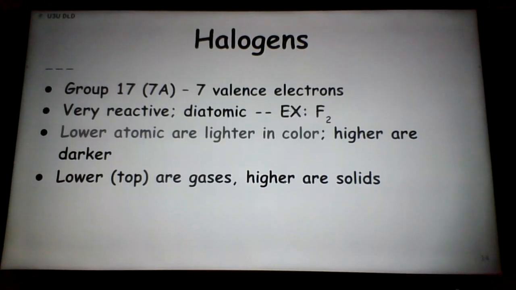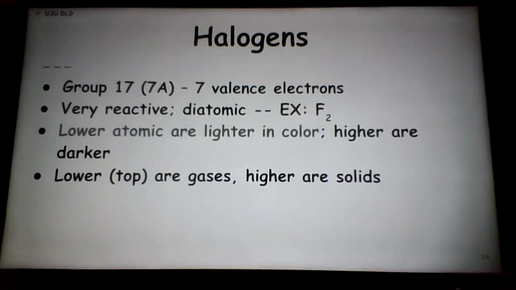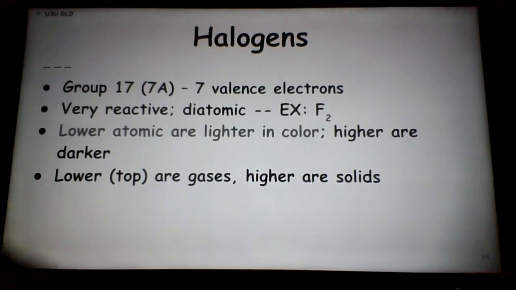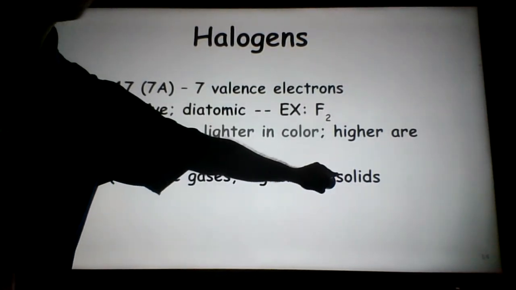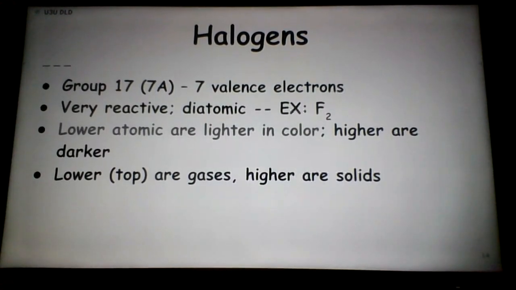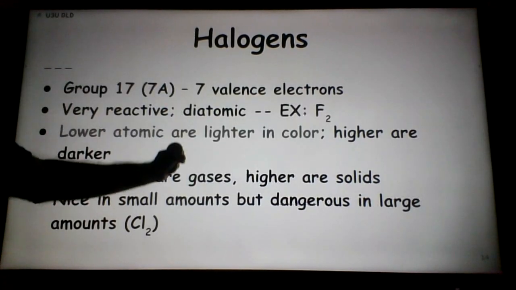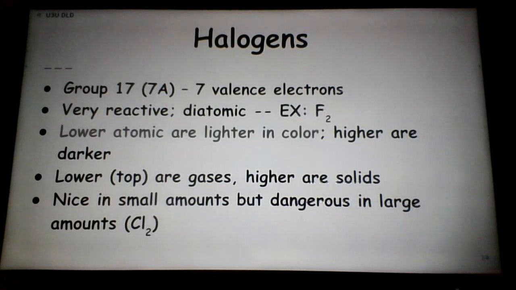Now, chlorine is a very deadly gas in its pure form. But when combined with sodium, it makes something we eat. And I mentioned that before. The lower atomic numbers at the top, those are gases. Again, that's fluorine and chlorine. Then we get to the liquid, bromine. And then we get to iodine and astatine. Those are solids. Talking about the atomic numbers, the atomic numbers go higher when we go down the group.